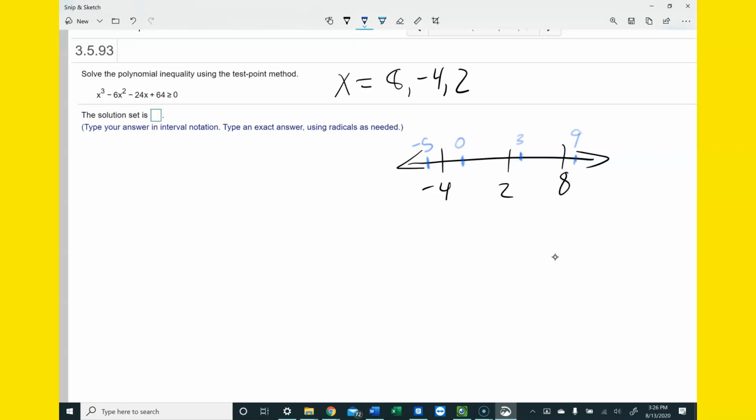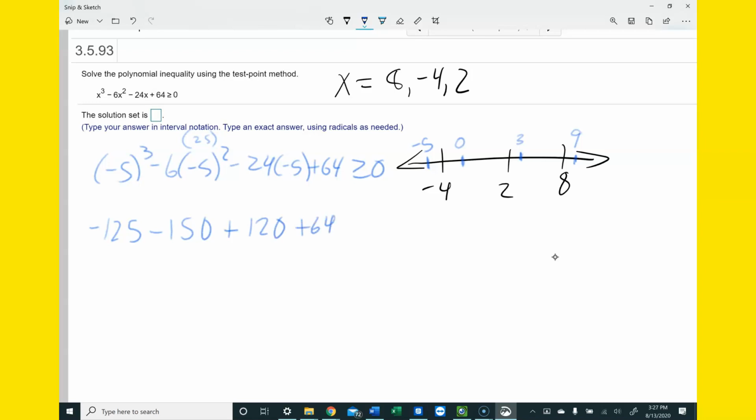So for example, let's say I'm putting in a -5. I'm doing -5 cubed minus 6 times -5 squared minus 24 times -5 plus 64 is greater than or equal to 0, and I'm trying to see if that's true. So -5 cubed is -125. -5 squared is 25 times -6, that's -150. -24 times -5 is positive 120, plus 64, greater than or equal to 0.